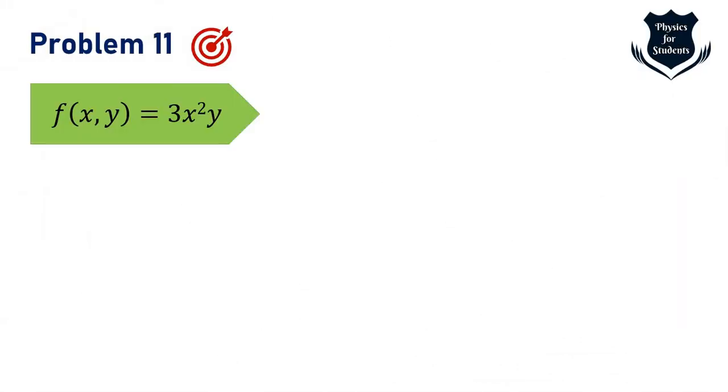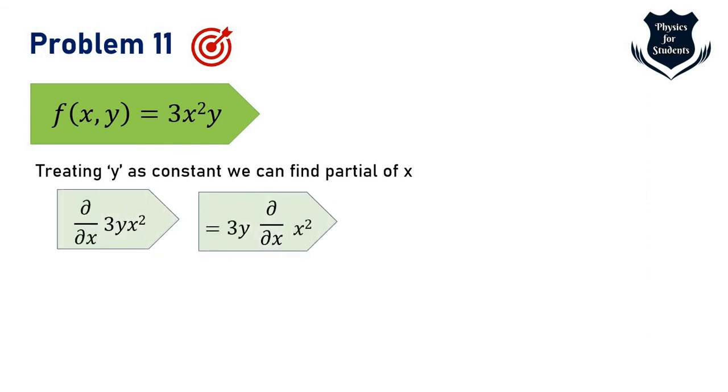So we come to another problem with this function of x, y, two variables, 3x squared y. How do we solve? So we will go step by step. So first we will treat y as constant. We can find partial of x, which is this one, which leads to this one, which is this one, and the final answer comes to 6yx.